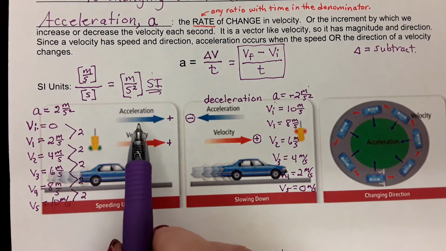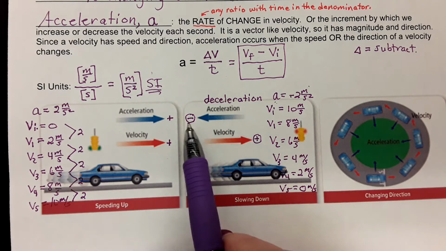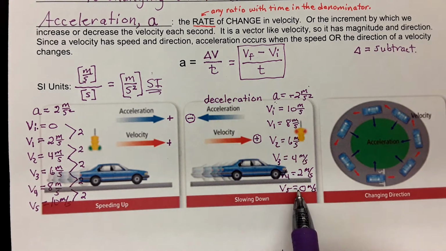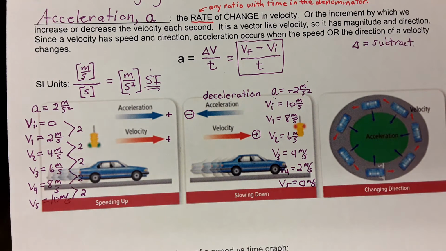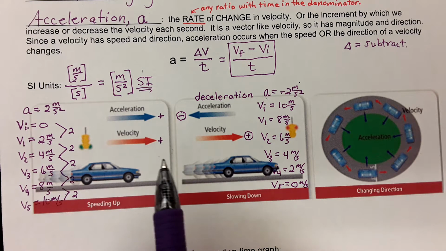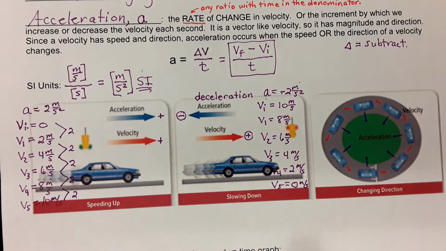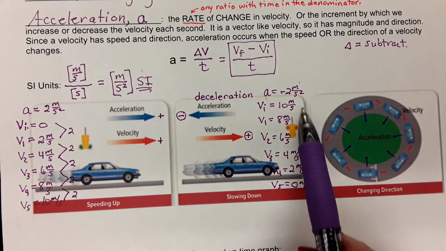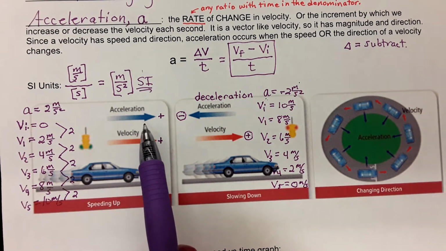So, acceleration, you're going to add the increment to your velocity. Deceleration or negative acceleration, you're going to subtract the increment from your velocity so that it gets smaller. Now, the interesting thing about acceleration is that acceleration is a vector. Notice we can use an arrow to represent it, just like we do with velocity. That means it has direction as well as magnitude. The numerical value is the magnitude, but it also has direction.